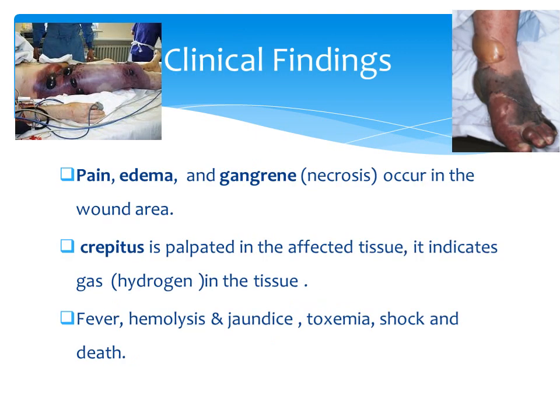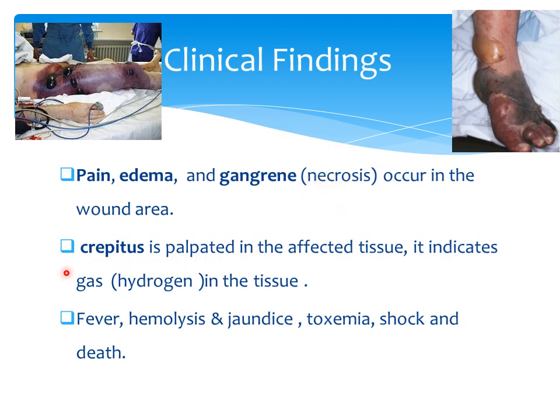A clinical finding, it starts, if you see here, this is gas gangrene. And if you see here, it is located within muscles. طيب. The clinical finding starts with pain. There is pain. There is edema. If you see here, there is swelling. This is called edema. Here also, there is swelling. And there is gangrene اللي هو necrosis.